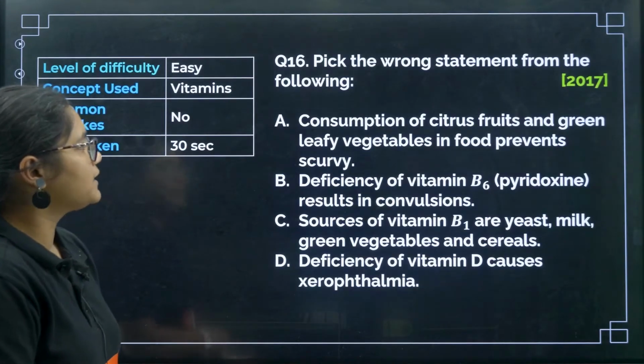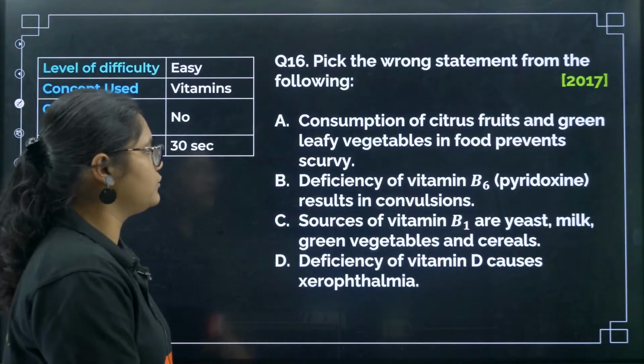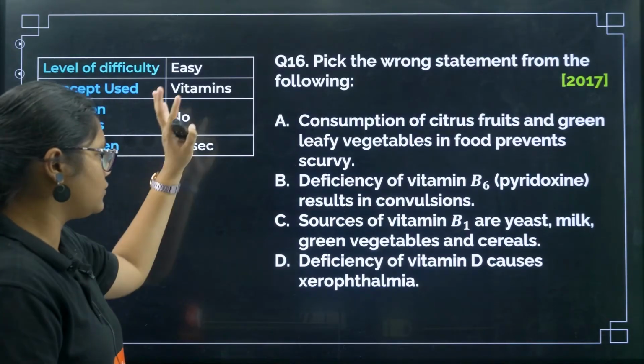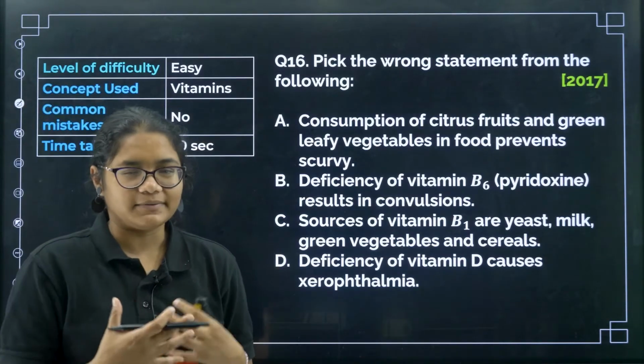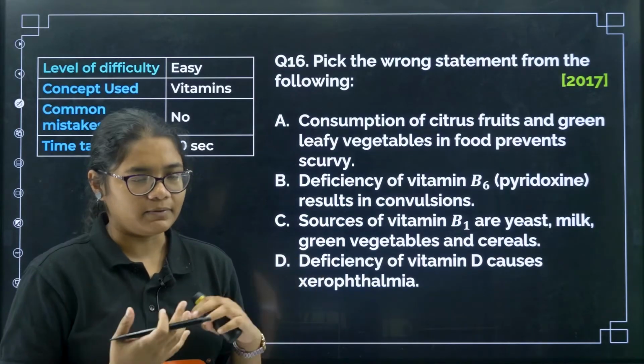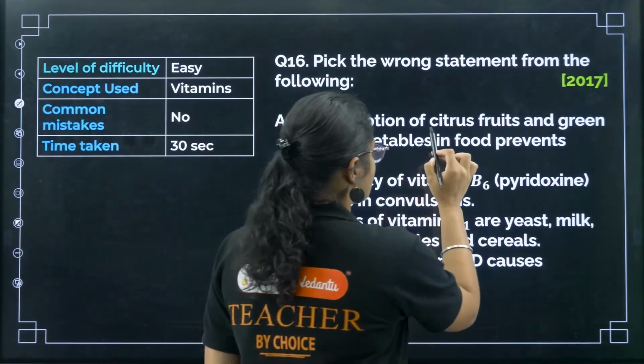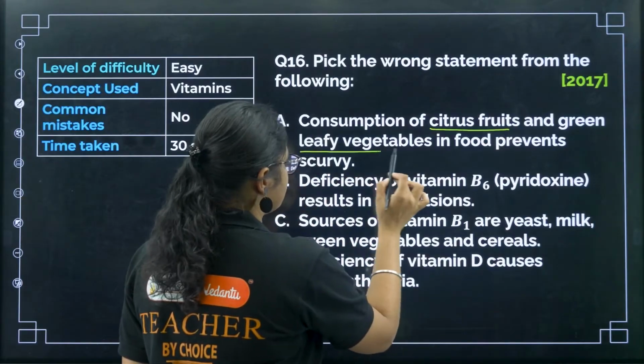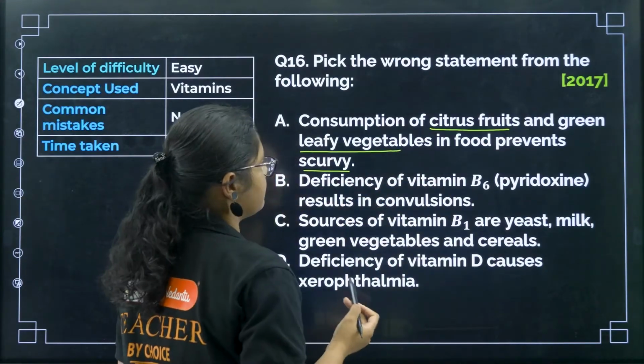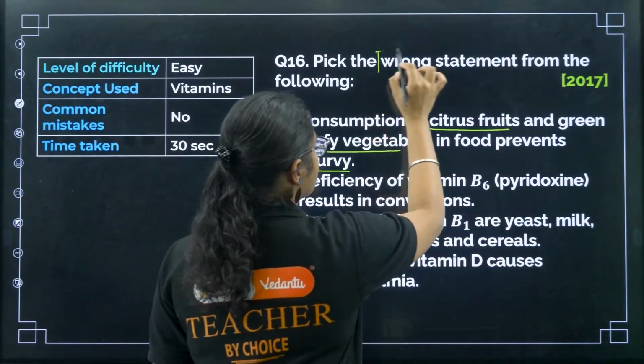Next, pick the wrong statement from the following. Okay, you need to pick the wrong statement. So it is in total all clubbed together vitamins, different points have been given. So, consumption of citrus fruit and green leafy vegetables in food prevents scurvy. Okay, so here you have to remember, find a wrong statement.